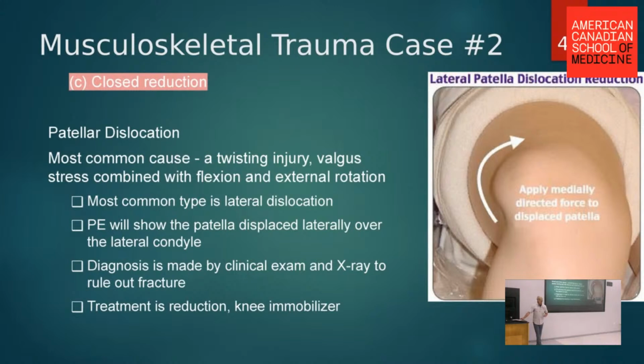So this is the most common type of lateral dislocation. The examination shows the patella displaced laterally. Diagnosis is made by clinical exam and an x-ray to rule out fracture. Again, if you've been doing this for a while and you can assess, most of the time you don't even need an x-ray. The treatment is reduction and a knee immobilizer, and then they can follow up. This is more common in females, and it's more common in younger versus older.